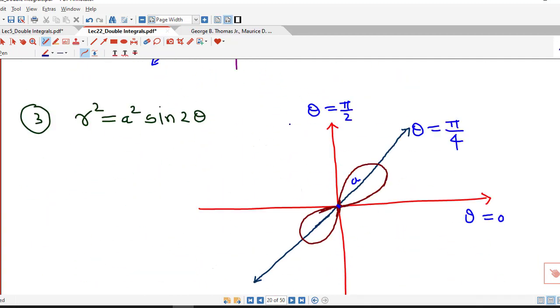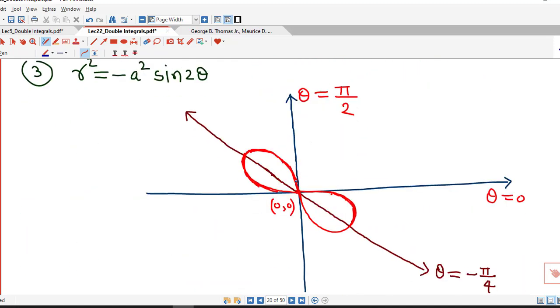Now instead of cosine, suppose we have sine 2 theta, then our lemniscate has the same number of loops, two loops, but instead of loops on x-axis or y-axis, these loops are symmetric about origin. So if we have r square equal to a square sin 2 theta, then we have two loops in first and third quadrant of the xy plane. So loops are symmetrical in opposite quadrants. And if I have r square equal to negative of a square sin 2 theta, loops will be in second and fourth quadrant as shown in this figure.